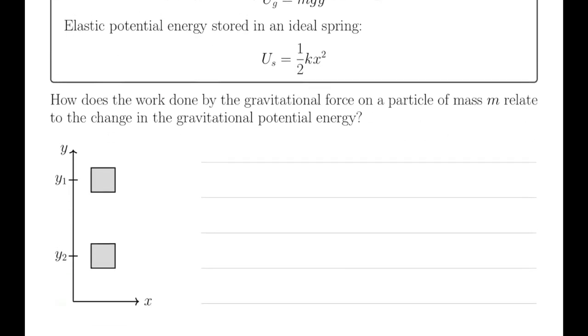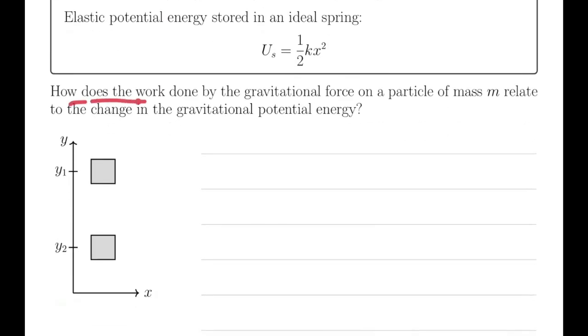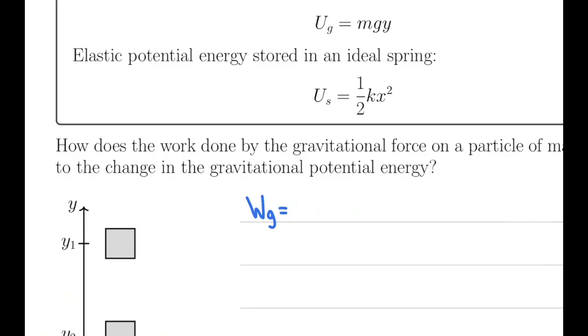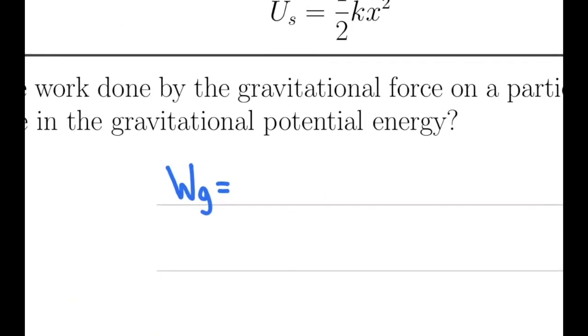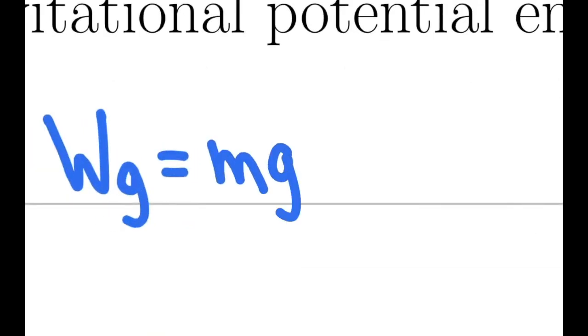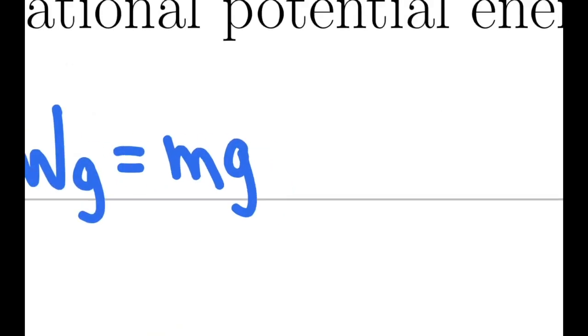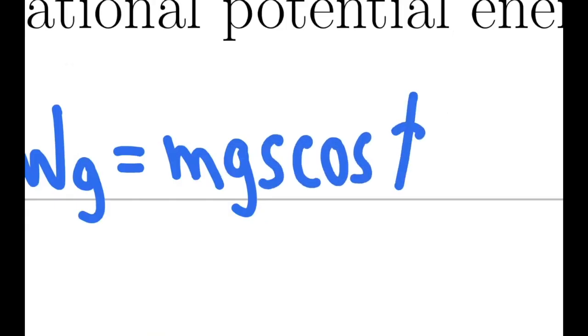Let's answer this question here. How does the work done by the gravitational force on a particle of mass m relate to the change in the gravitational potential energy? So, the work done by the gravitational force, we know it's F times S times cosine phi. So, F, the force, is mg. It's the magnitude of the gravitational force. And S is the magnitude of displacement, and we have cosine phi.